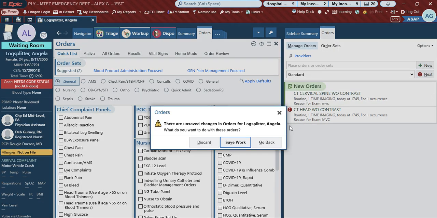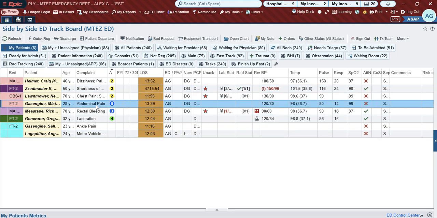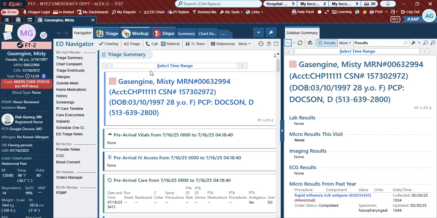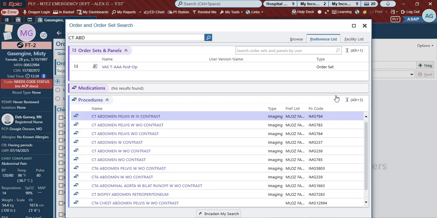Let's talk about another patient. In this patient with abdominal pain, we'll go to the order tab when it loads. So imaging for this individual, she's having abdominal pain. Generally speaking, 95% of the time, you're going to be doing a CT of the abdomen and pelvis with IV contrast.